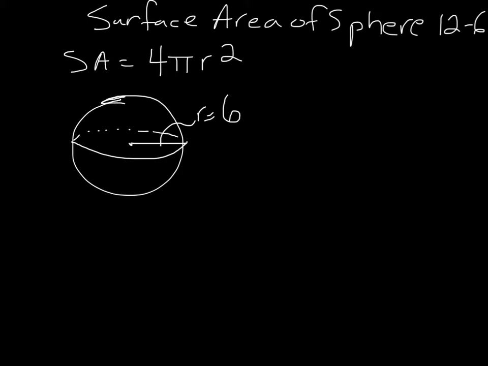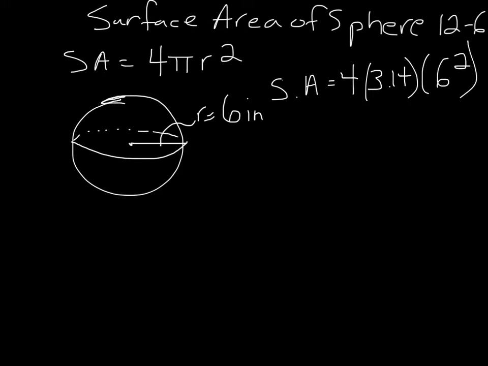We have a radius of 6, and so we want to find the surface area of the sphere. Let's just say it's 6 inches. So we are going to plug the value of the radius r into our equation to find the surface area. So we will say the surface area equals 4 times 3.14 times 6 squared.